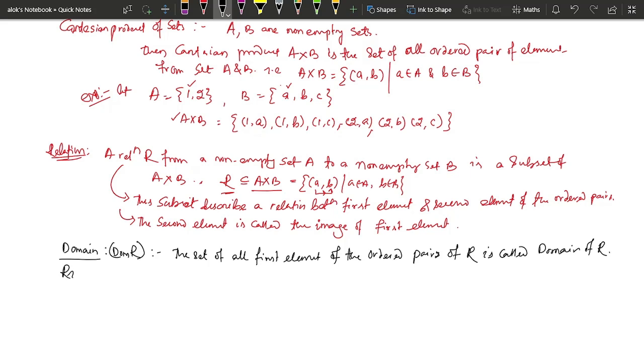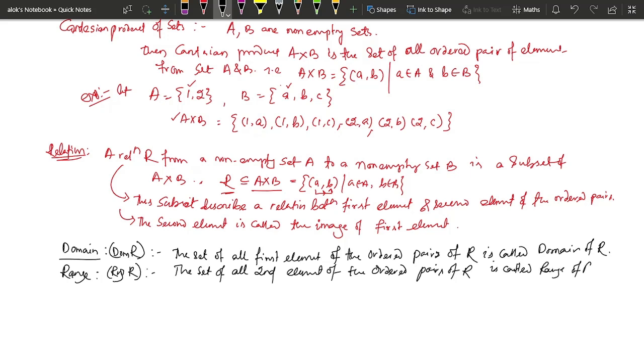Then what is the range of R? Symbolically we write Rng, range of R. The set of all second elements of the ordered pairs of R is called the range of R. And what is codomain? The set B is called the codomain.